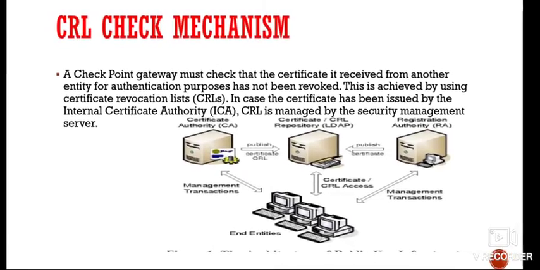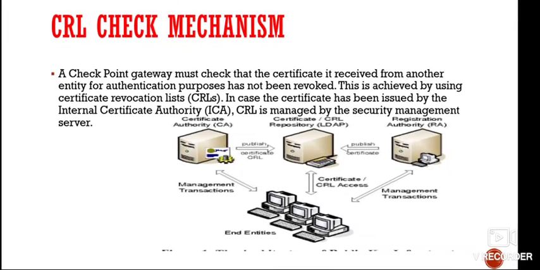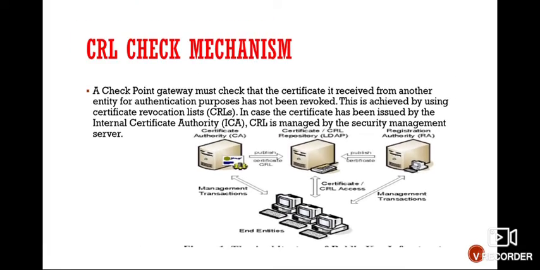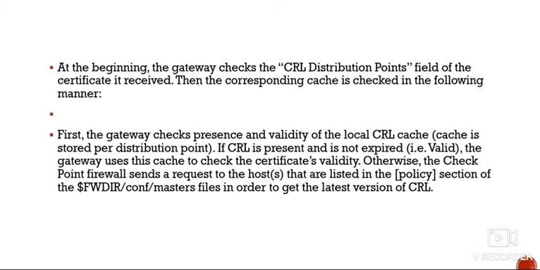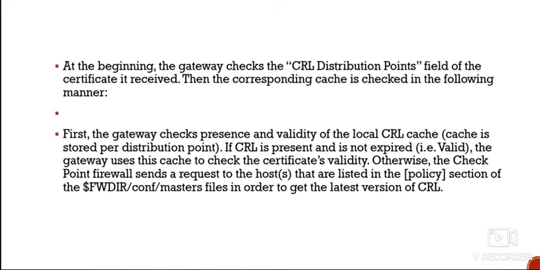CRL check mechanism. A Check Point gateway must check that the certificate received from another entity for authentication purposes has not been revoked. This is achieved by using a certificate revocation list. In case the certificate has been issued by the internal certificate authority, the CRL is managed by the security management server. At the beginning, the gateway checks the CRL distribution points field of the certificate it received. Then the corresponding cache is checked in the following manner.